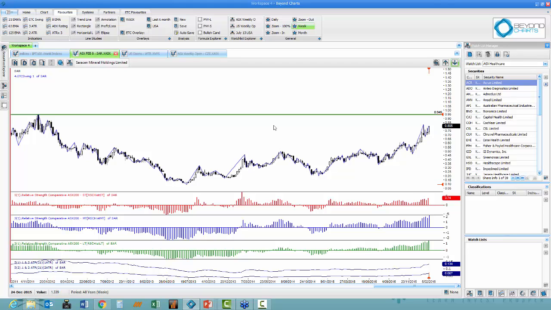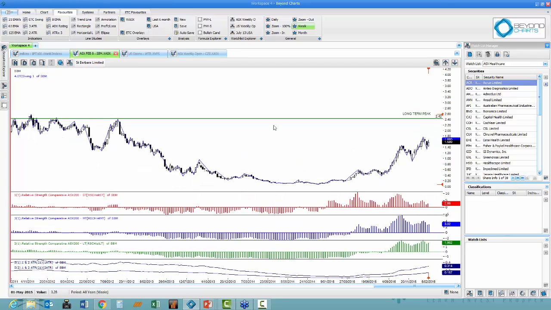Other ones that came up on the scan as well, SBM, St Barbara Limited. This is a gold mining stock. Some of the gold miners have been quite strong of late as well, and you'll see that particular sector was out of favour for a long time, and certainly the gold stocks were the easiest ones to short for a considerable period of time. Certainly, I think with the fear factor in the market, there's not a lot of inflation around at the moment.